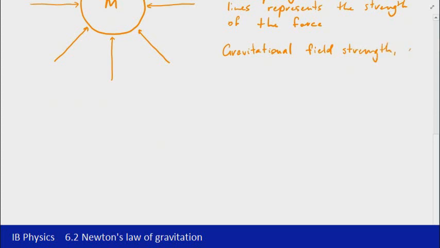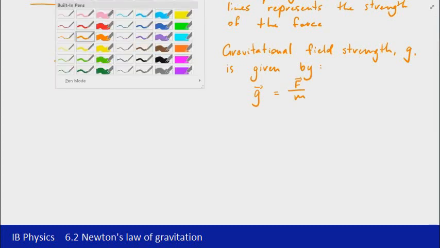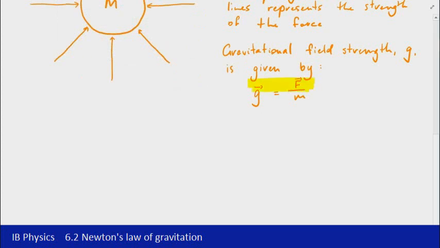Gravitational field strength, using the symbol g here, is given simply by considering the force that's acting. So gravitational field strength is just the force that's acting on an object due to gravity divided by the mass of that object. And that's an equation that is in the data booklet, so I'll just highlight that quickly.